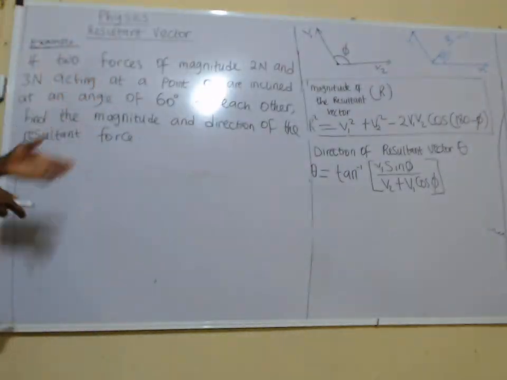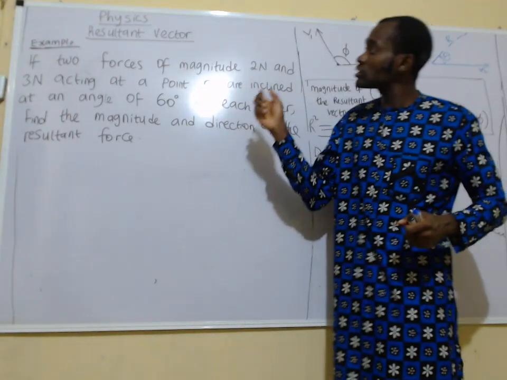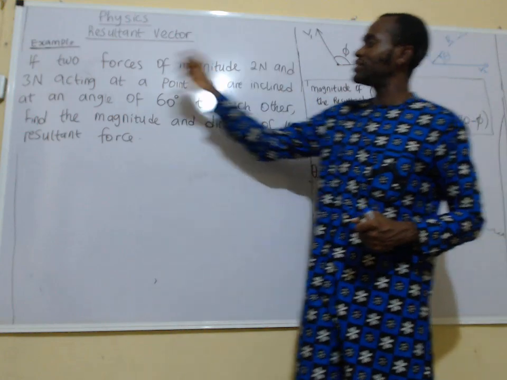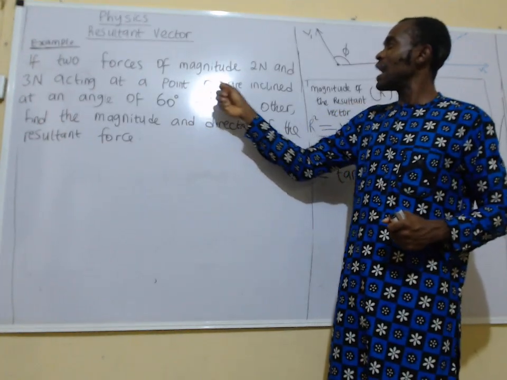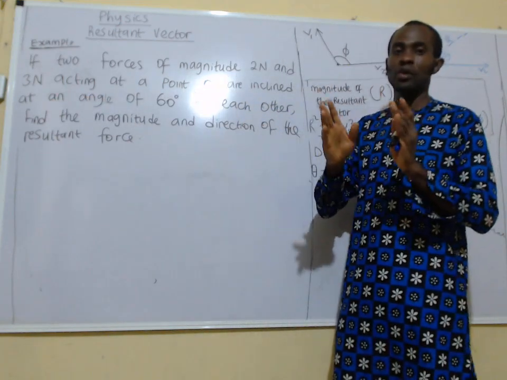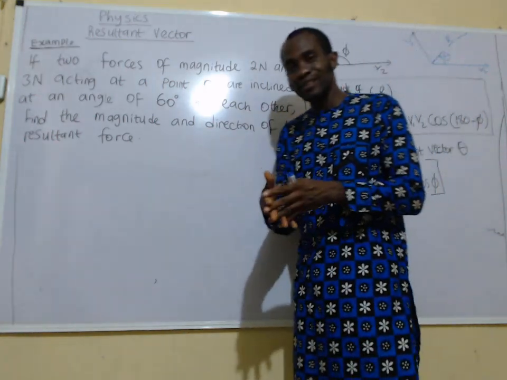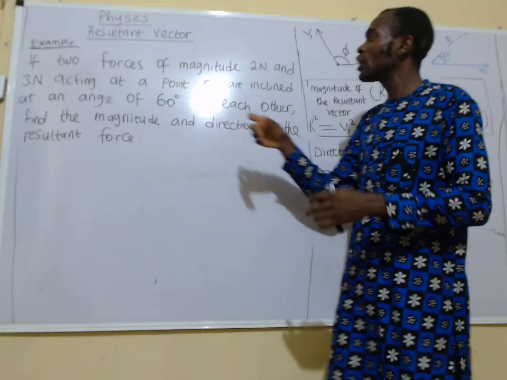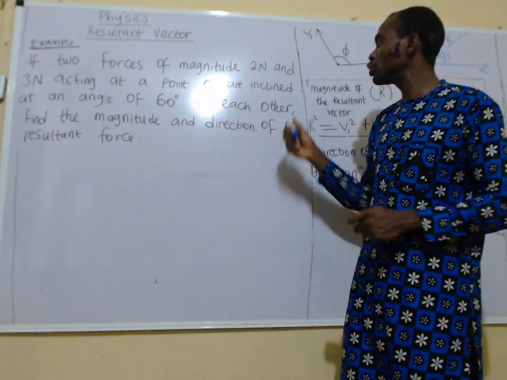And here on the board we have an example of such two forces of magnitude 2N and 3N. They are acting at a point O, and they are inclined at an angle of 60 degrees. So this is what we are just talking about. It's a classical example of what we are discussing. Two forces 2N and 3N. They are acting at a point and they are inclined to each other at 60 degrees.